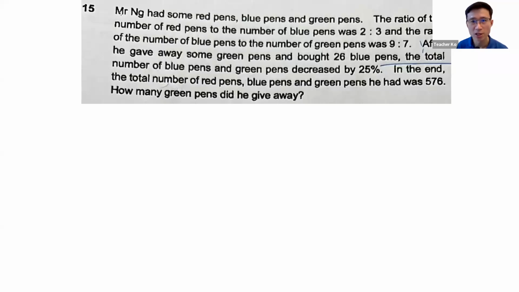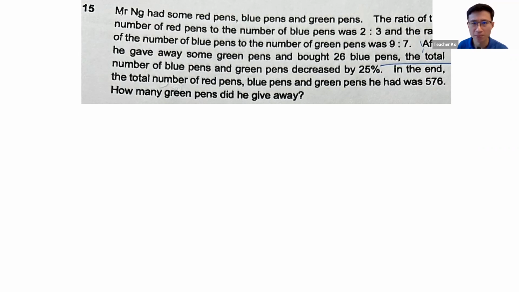Hello, let's take a look at this ratio question. Mr. Ng had some red pens, blue pens, and green pens. The ratio of the number of red pens to the number of blue pens was 2 to 3. The ratio of the number of blue pens to the number of green pens was 9 to 7.